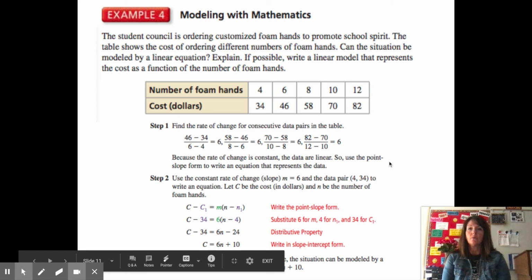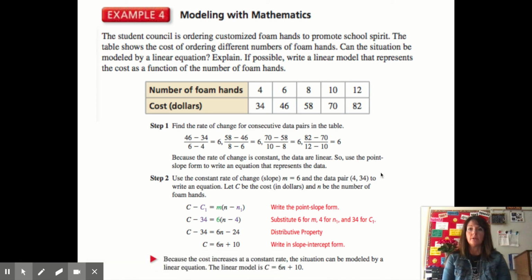All right, so when we're modeling with mathematics, in this case, we have a student ordering customized foam hands to promote school spirit. The table shows the cost of ordering different numbers of foam hands, and we want to know, can it be modeled by a linear equation? And explain. If possible, write the linear model that represents the cost. So, we weren't necessarily able to do that in the last unit that we studied. We could tell if it was linear or nonlinear, but we kind of stayed away from writing the linear functions unless we had an input value of 0 so that we knew what the y-intercept was. Now, using the point slope form, we can calculate it.